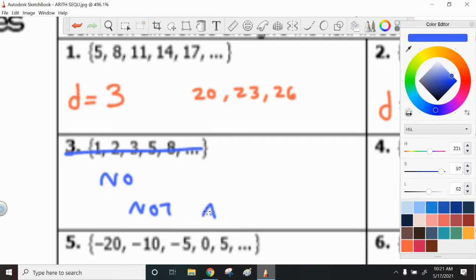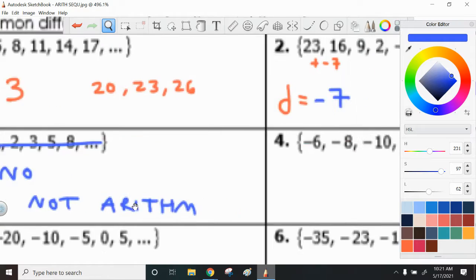This is not arithmetic. It is a sequence. I mean, it is a pattern. It is a number pattern, but it is not an arithmetic sequence. We're talking about the simplest different sequences.